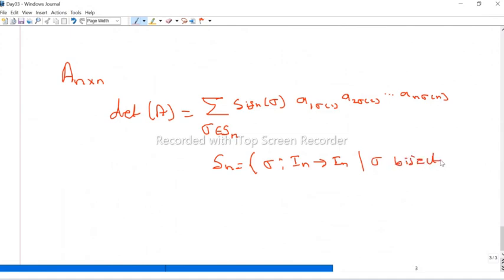All bijection functions from the set In, what does that mean? It contains, this is not an identity matrix, this contains 1 to n elements. So the set of all functions from this set to this set that are bijections, we collect them, and this forms a group with respect to composition. Then the summation varies over all permutations sigma in Sn, sign of sigma, and then A1 sigma 1, A2 sigma 2, and so on, An sigma n. So this is another method to find the determinant.